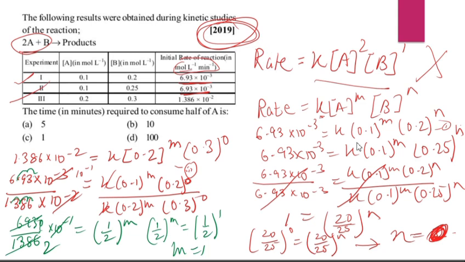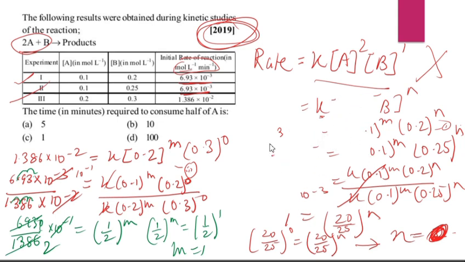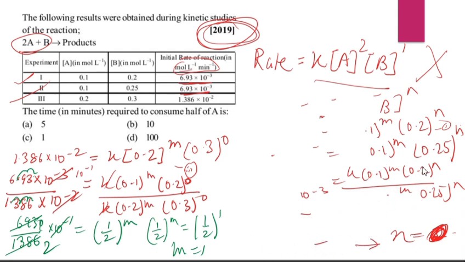Okay, so now we will quickly put this particular thing and then try to solve the question which is given, which says the time required to consume half of a. That is what they are asking. Indirectly they are asking you to find the half life. Okay, they are asking you to find the half life of this particular question. So let's quickly erase this.